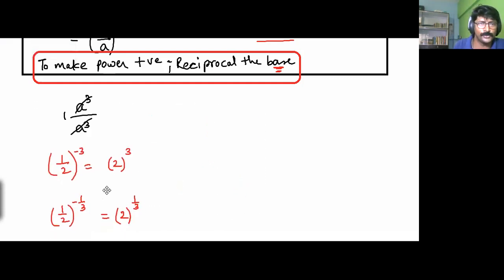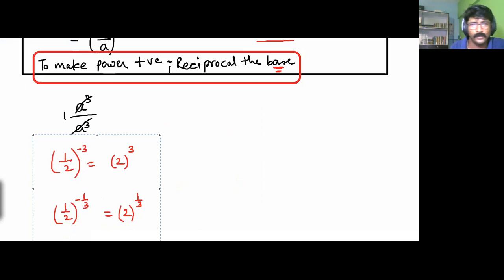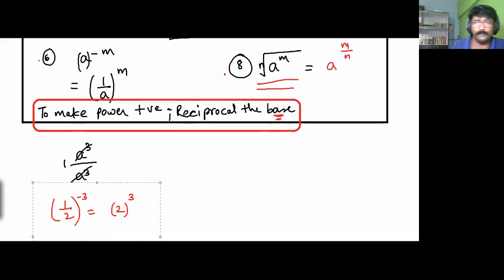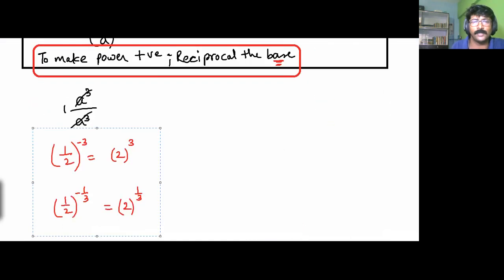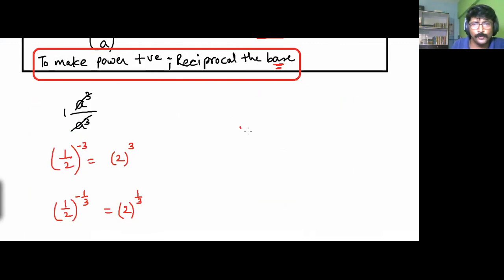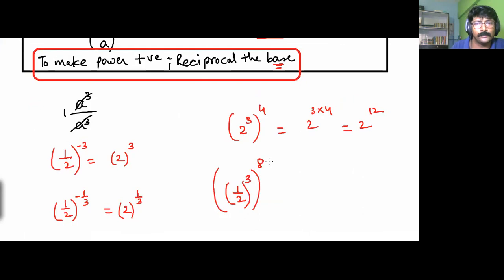I hope you understood the rule number 6 example. Now we will go ahead and write down the rule number 7 example. Look at this: a power m raised to power n. Say it is 2 power 3 raised to power 4. How are we going to write this? 2 power 3 into 4, so this will become 2 power 12, since 3 fours are 12.